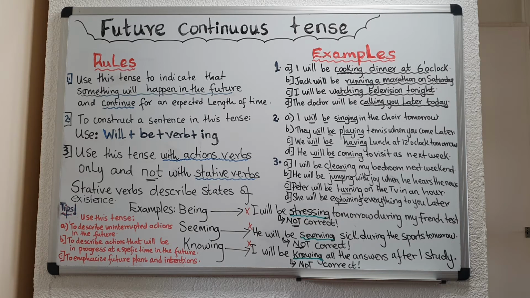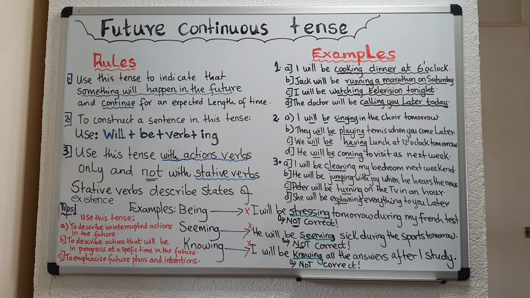Example A. I will be singing in the choir tomorrow. So after the pronoun I, then you have will plus be plus sing plus ing. I will be singing in the choir tomorrow. So that's your plan for tomorrow.